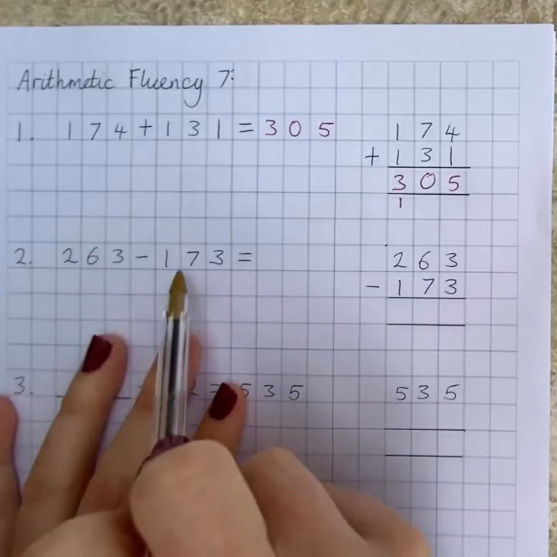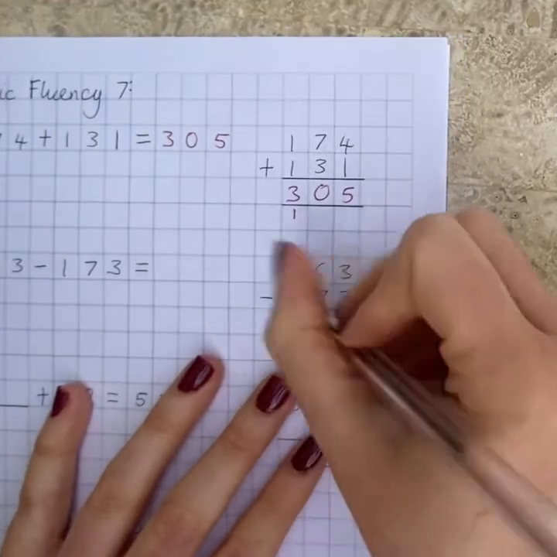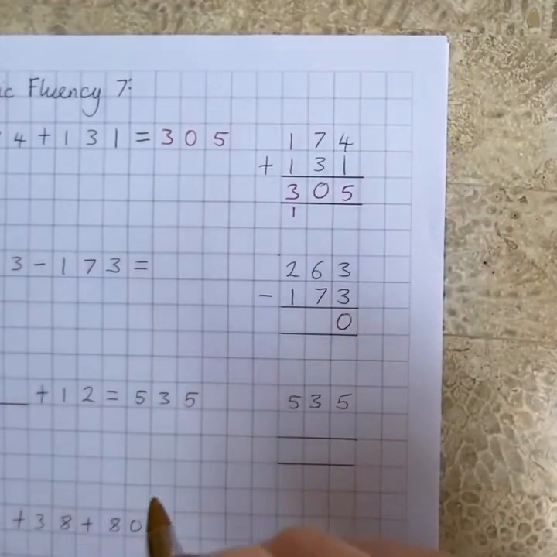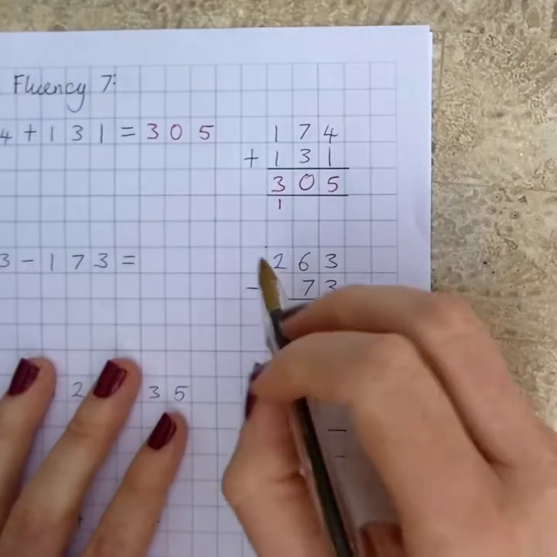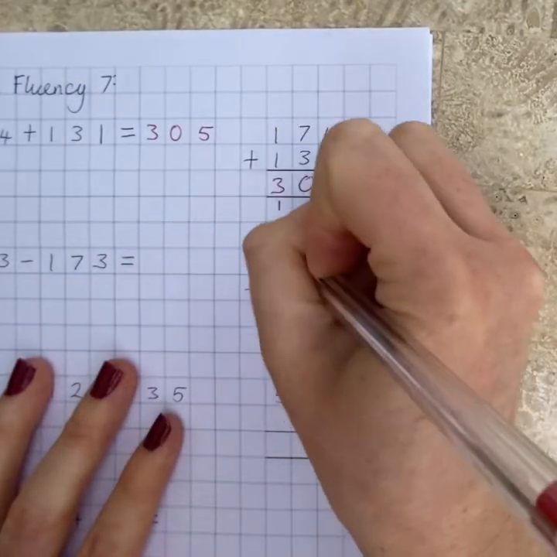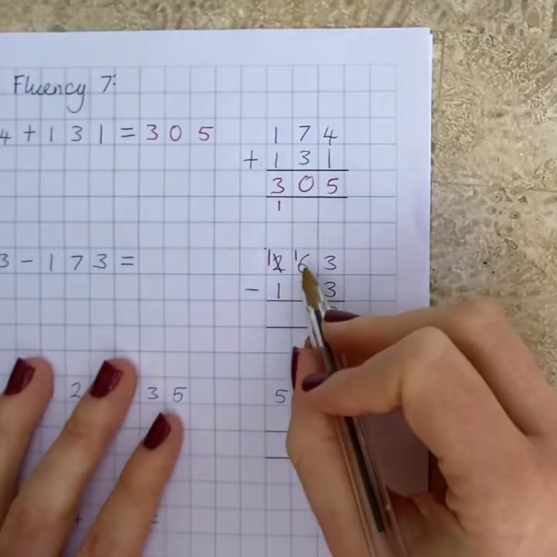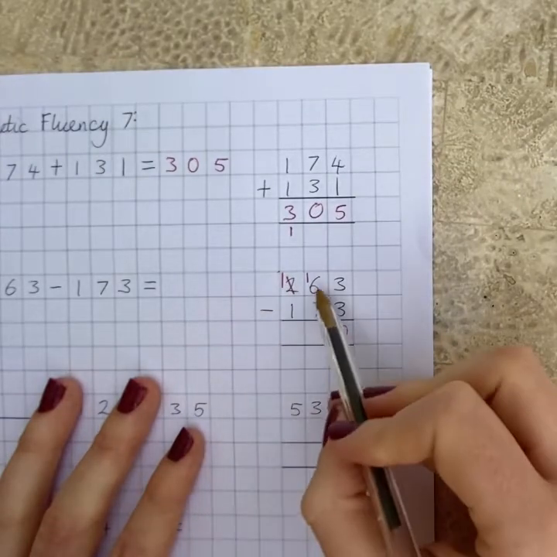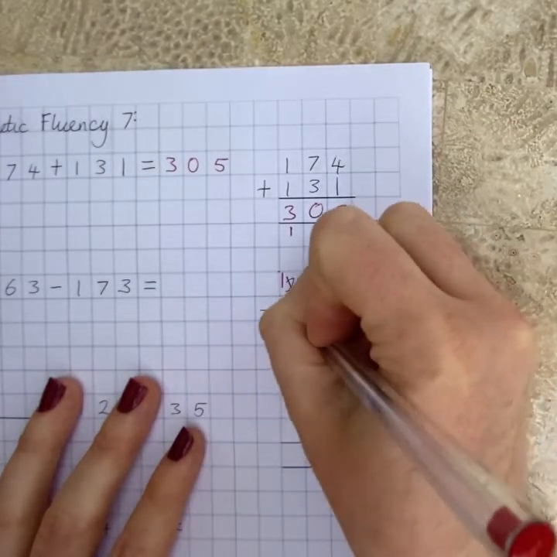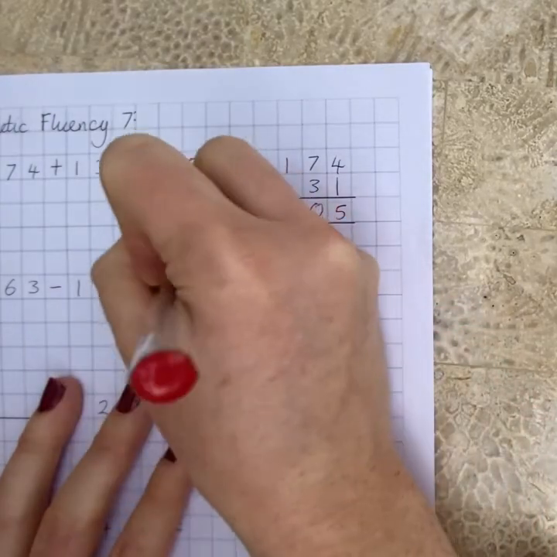Number 2, subtraction. 263 minus 173. Again, if I look at the tens, we will need to regroup. So 3 minus 3 is 0. 6 minus 7. Right, what we need to do is regroup this 200 so we can use some of those hundreds to help us. So we'll keep 1 in the hundreds, put 1 here. Then we have 16 take away 7. So 16 take away 7 is 9. Then we have 1 take away 1 is nothing. So the answer is 90.